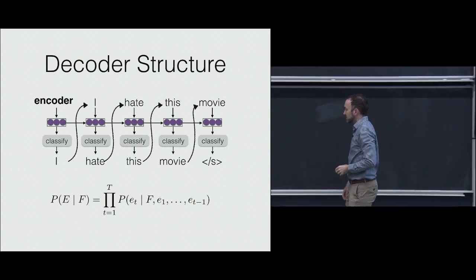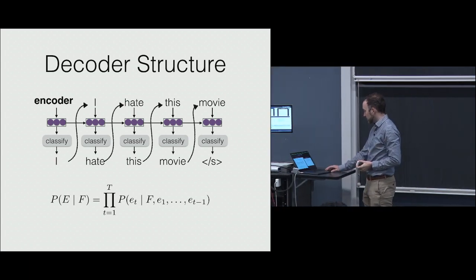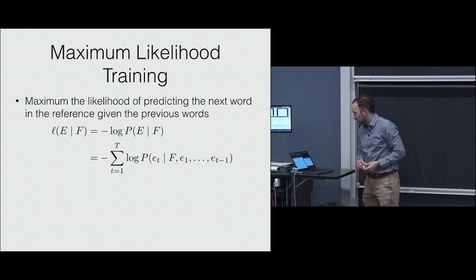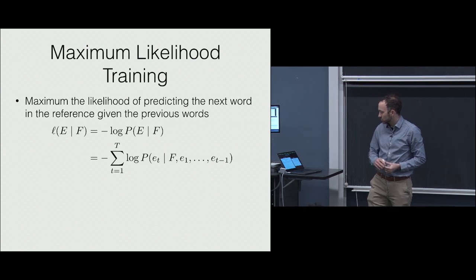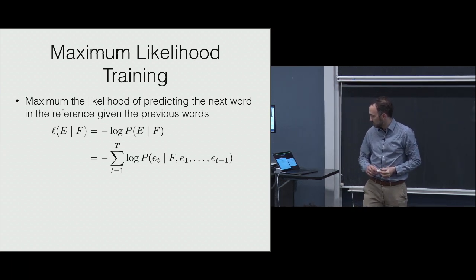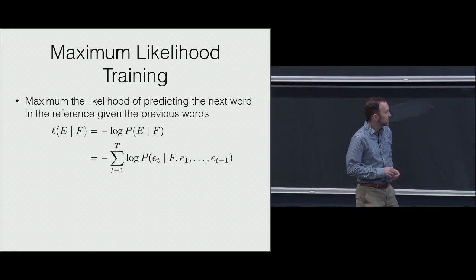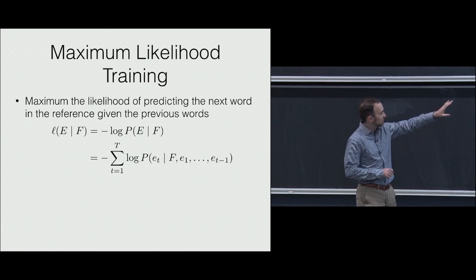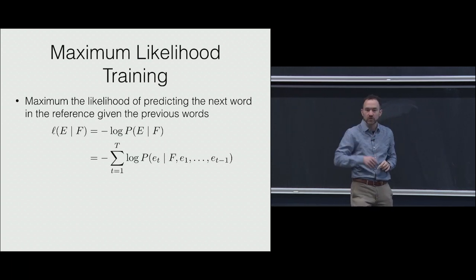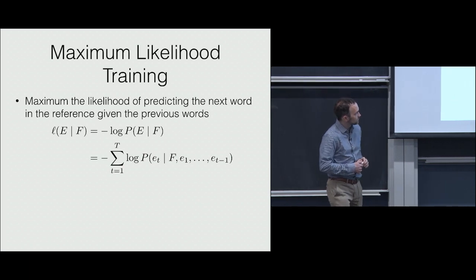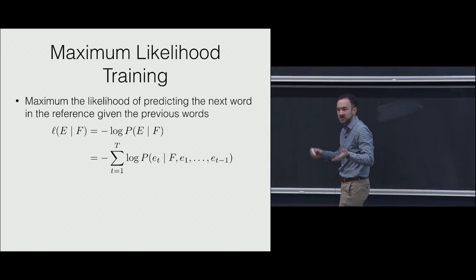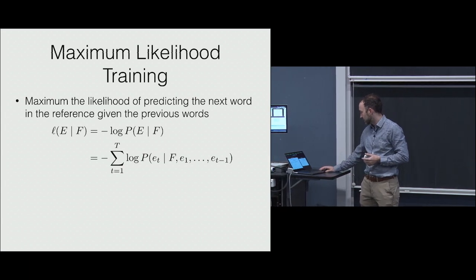So based on this, what we can do is maximum likelihood training. In maximum likelihood training, basically, we maximize the likelihood of predicting the next word in the reference given the previous words. And the way we do this is we define the loss function as the log probability of the output. I'm using the negative log probability here because it's a loss function and we want lower to be better. And we do this by summing the log probabilities over the next word in the sequence. So this also looks familiar, right? This is background that I need to build up here.